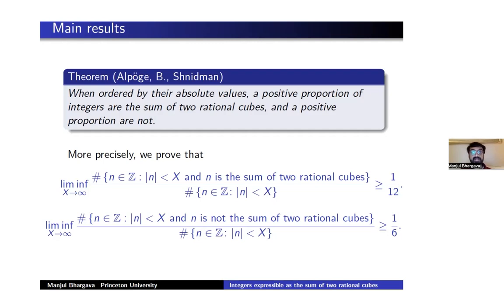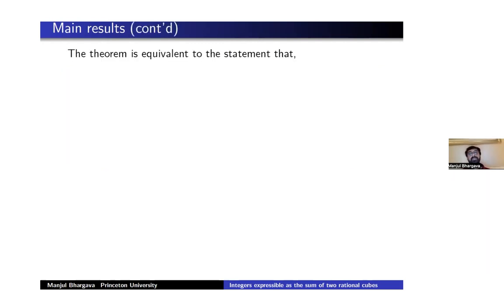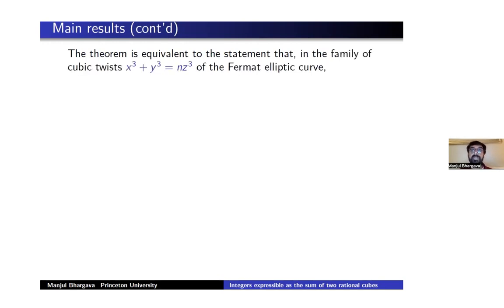Okay, great. So this is the statement we want to prove. And the theorem is equivalent to the statement that if you go across the family of cubic twists of the Fermat curve, in other words, if you look at the family x cubed plus y cubed equals n, those are cubic twists of the Fermat elliptic curve. So x cubed plus y cubed equals n z cubed is an elliptic curve. And what we prove is that at least 1/6 of them have rank 0, and at least 1/12 of them have rank 1. And that implies the statement that at least 1/6 of integers are not the sum of 2 rational cubes, and at least 1/12 are. So the theorem is equivalent to the statement that in this family of elliptic curves, at least 1/6 have rank 0, and at least 1/12 have rank 1.